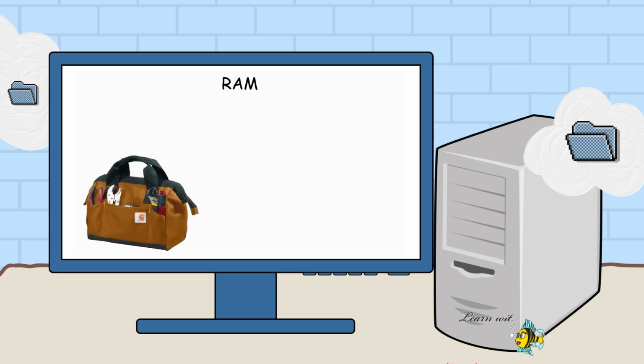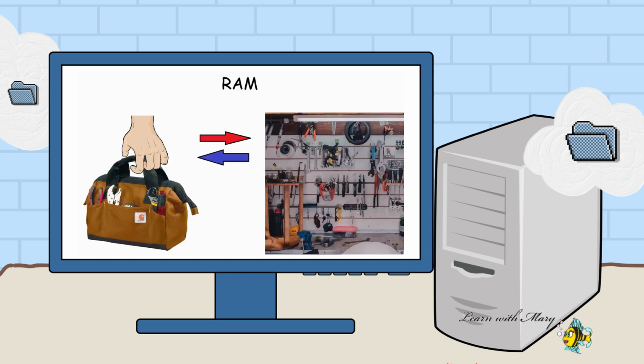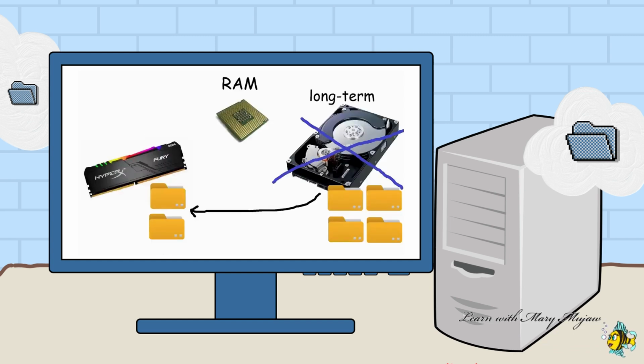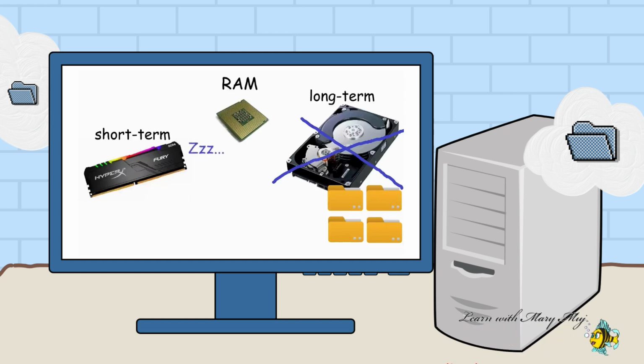But if you store it inside your tool bag, you can't store as much. But you can grab the things you need real quick without having to go back and forth just to get the things you need. That's how RAM works. But one thing you need to remember, unlike a hard drive which stores data permanently, RAM is short-term memory that clears everything once the computer is turned off.